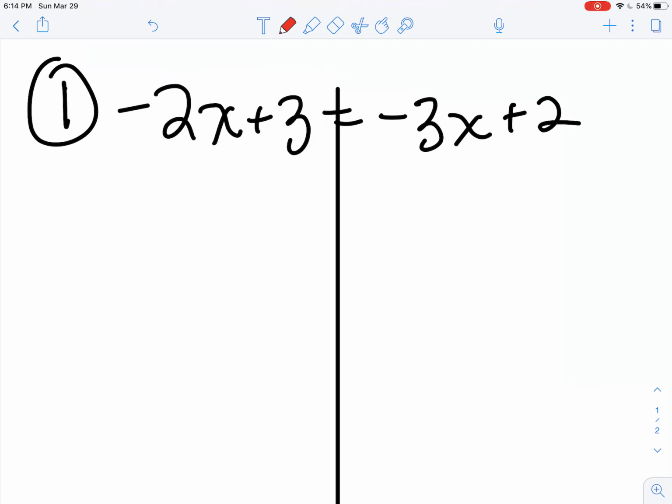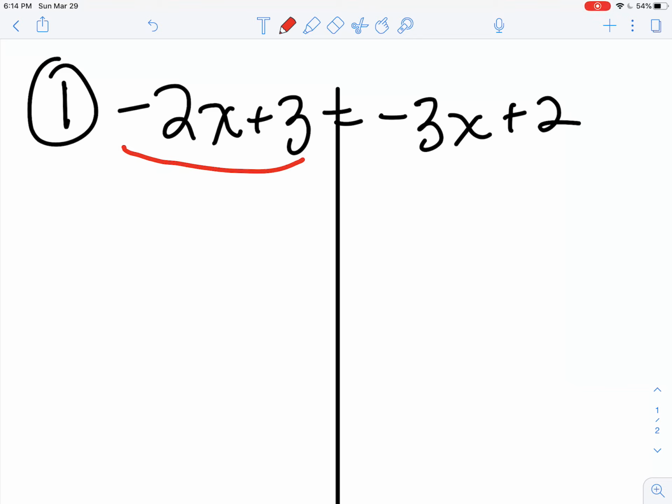Is there the distributive property? Do you see parentheses with a number on the outside? No. So then you skip that step. And then you say to yourself, okay, do you see like terms? Now, remember, with like terms, you have to look on the same side of the line. You cannot cross the line.